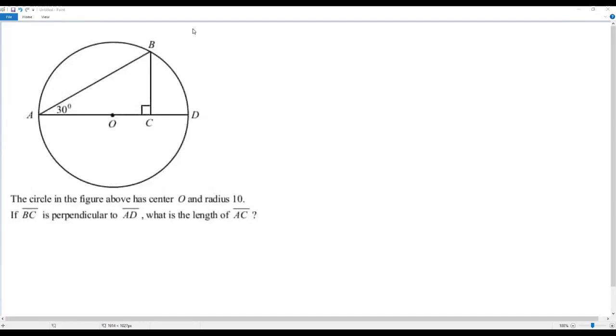Here we have a SAT math problem. Okay, let's go to the question. The circle in the figure above has center O and radius 10. If line segment BC is perpendicular to line segment AD, what is the length of the line segment AC?